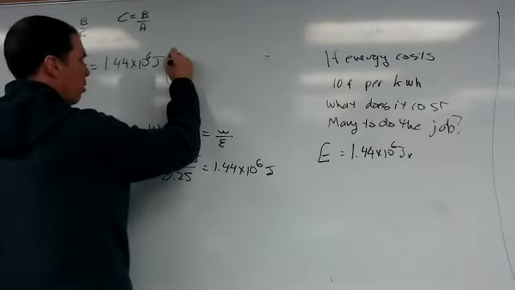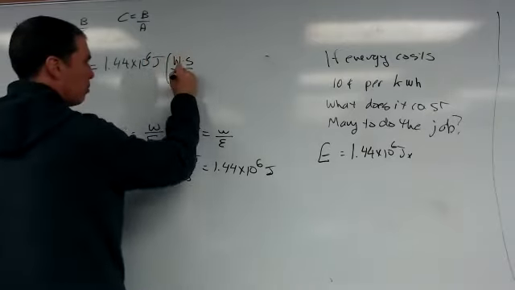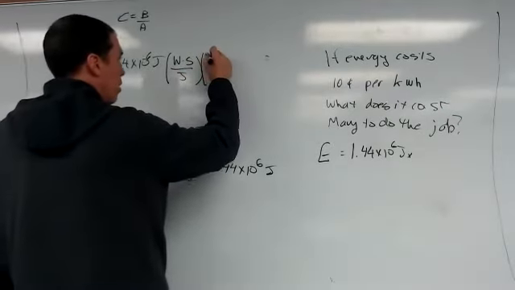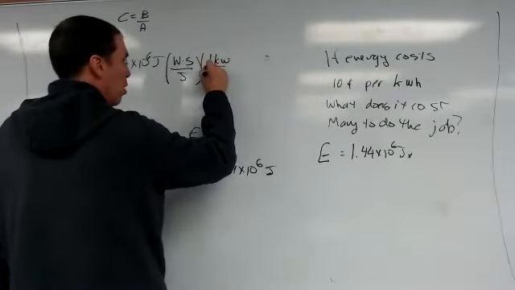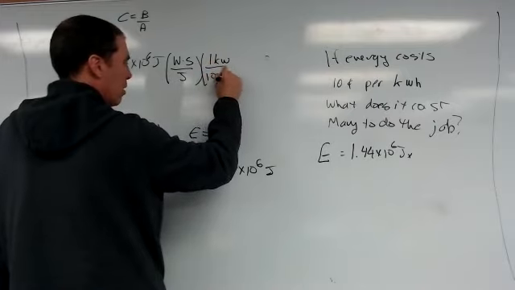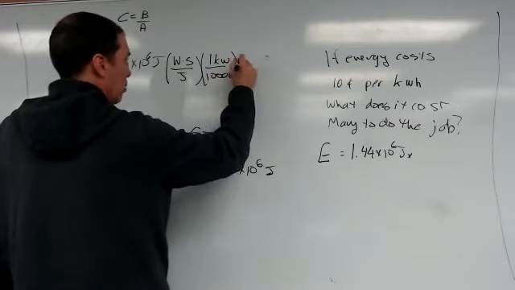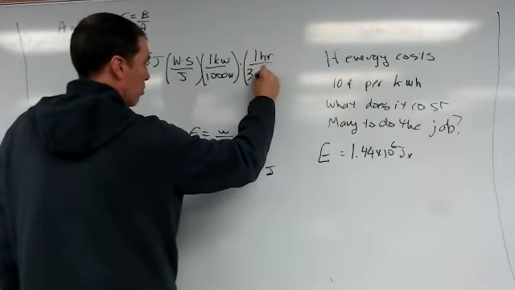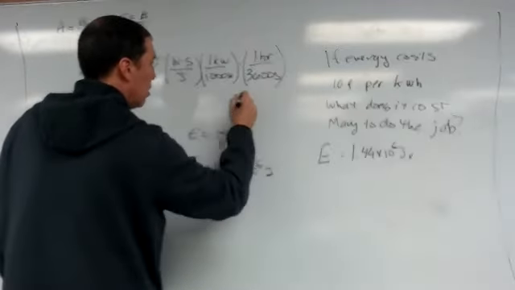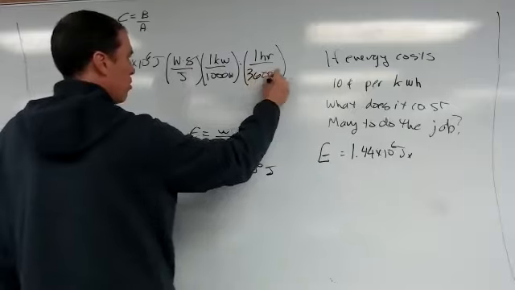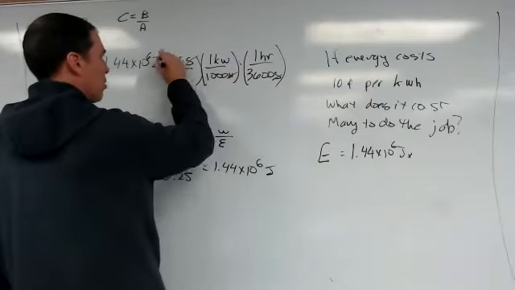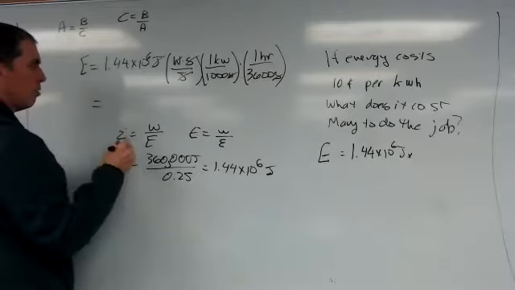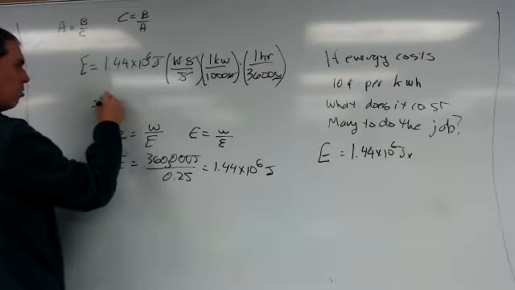So we're going to write it's a watt times seconds per joule. Then we're going to multiply it by 1 kilowatt over 1,000 watts. And then we're going to multiply it by 1 hour over 3,600 seconds. The seconds cancel just like before, and the watts cancel, and the joules cancel, and I get kilowatt hours. And if you do this, it comes out to, I think it's 0.4, right?